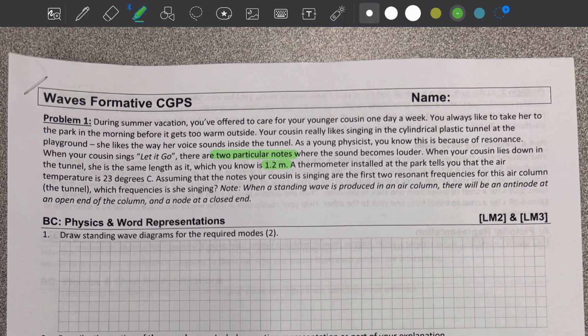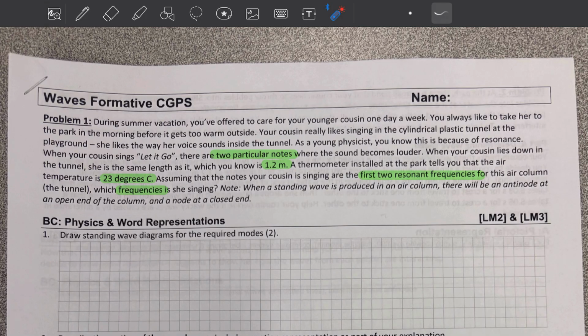A thermometer installed at the park tells you that the air temperature is 23 degrees Celsius. We're going to need to know this to figure out the wave speed as we're looking at sound waves, and you can determine that speed through temperature and a formula for it. Assuming that the notes your cousin is singing are the first two resonant frequencies for this air column, which frequencies is she singing? So we're supposed to figure out two separate frequencies, and those two frequencies are for the first two modes or harmonics of the standing wave.